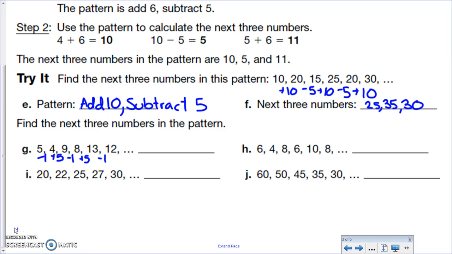So we need to come up with the next three numbers. So since we finished with minus 1, we need to go to add 5. So we're going to get 17, because 12 plus 5 is 17. Then we subtract 1 to get 16. And then we add 5 to get 21.